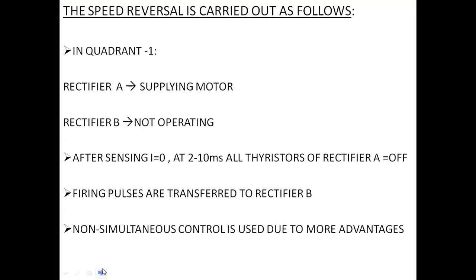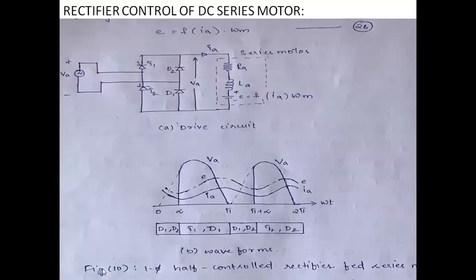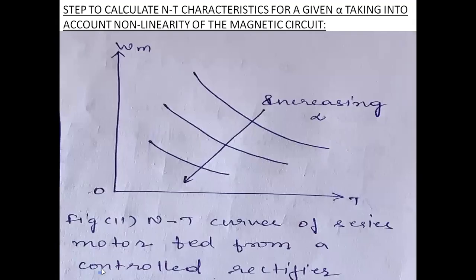Okay, now we will see some steps for calculating the speed torque characteristics. These are the steps used to calculate speed torque characteristics for a given alpha, taking into account non-linearity of the magnetic circuit. The first step you have to follow is that a value is chosen for IA, the armature current. You have to choose one value. This is the first step.